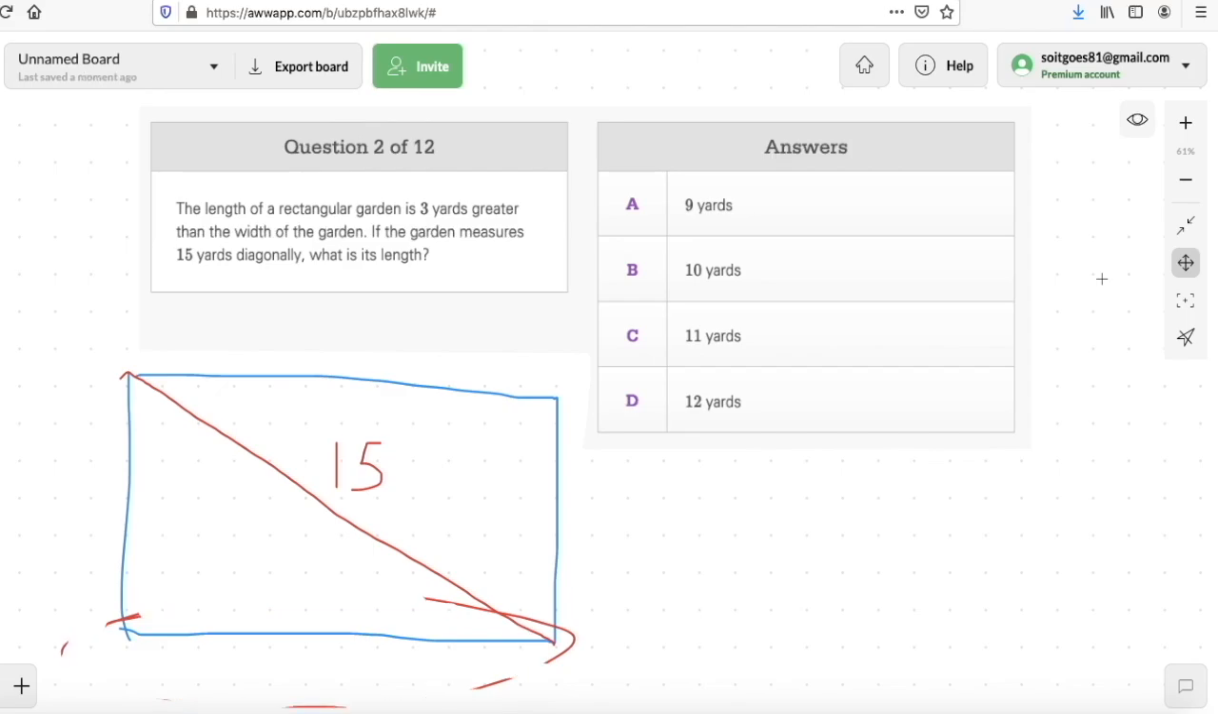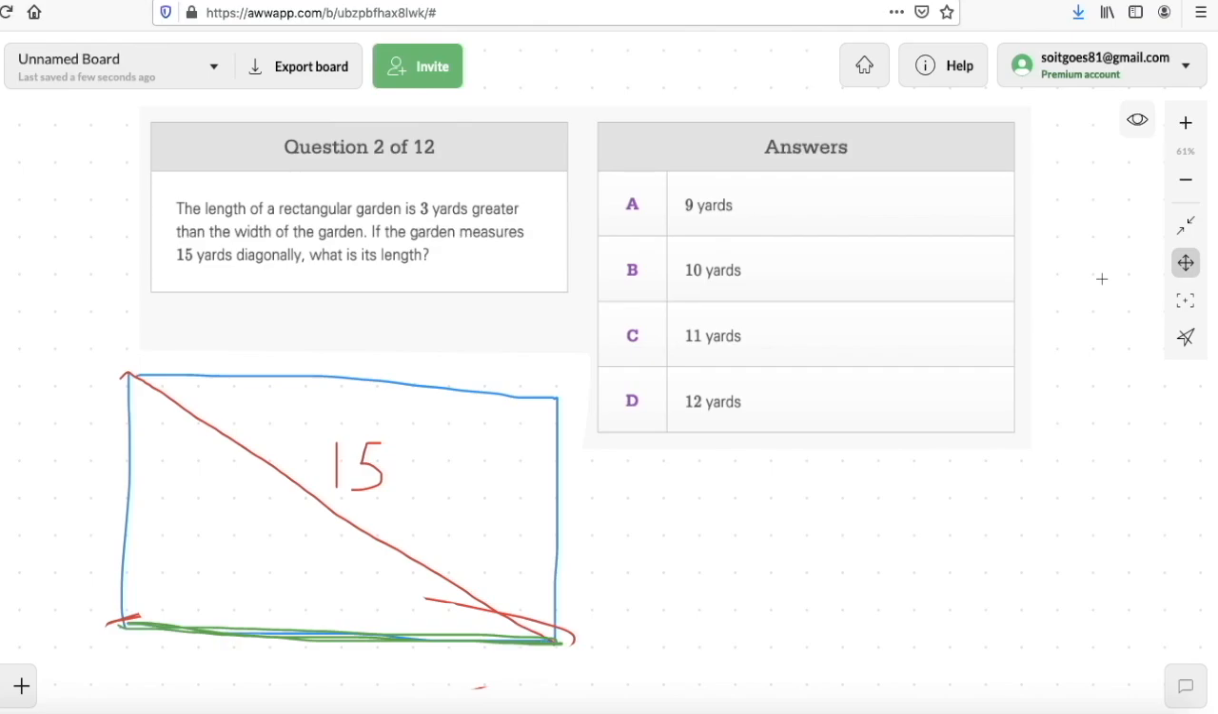We're solving, it says, what's its length? What's this length right here? Right there. What's that length? It's the length of a rectangle, right? Yep, 3 yards greater than the width.